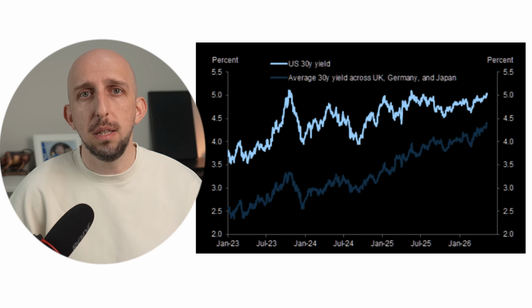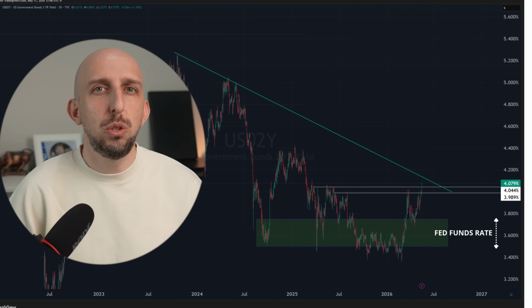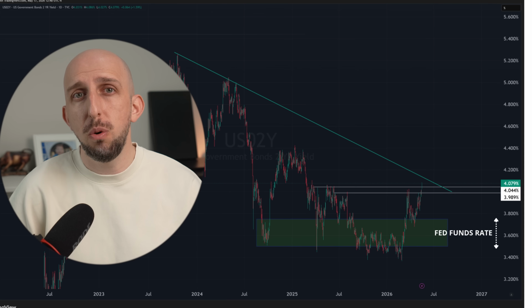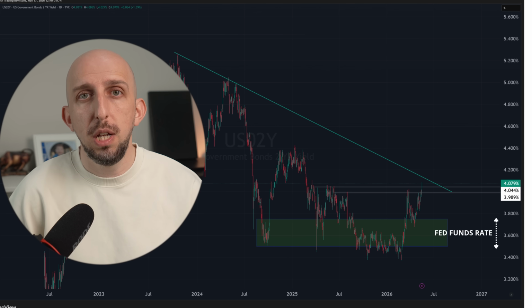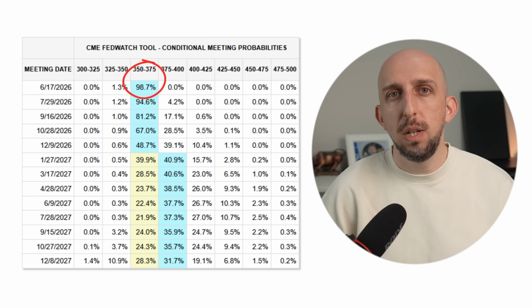Inflation is not beaten. And look at the 2-year yield, 4.08%. That is above the Fed's target rate of 3.5 to 3.75. So the market is pricing in a Fed that stays patient or potentially even hawkish. CPI came in at 3.8%, PPI at 6%, and these numbers are moving in the wrong direction. Look at the Fed Watch tool.